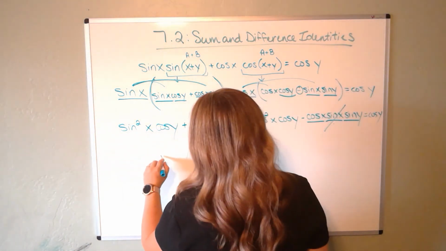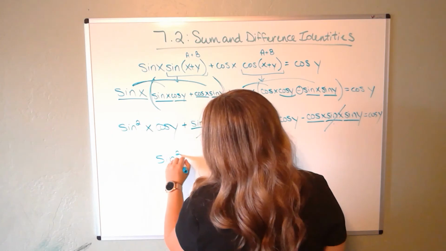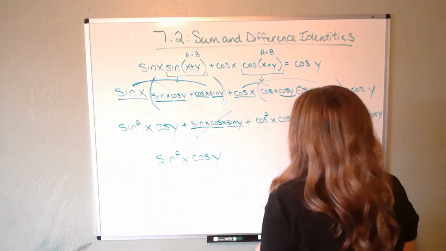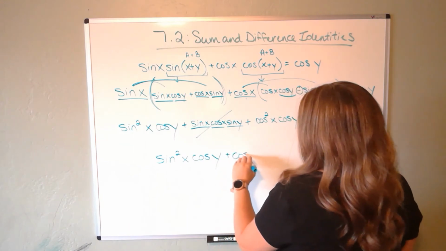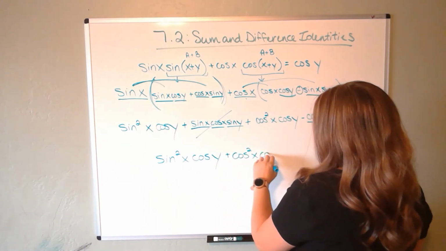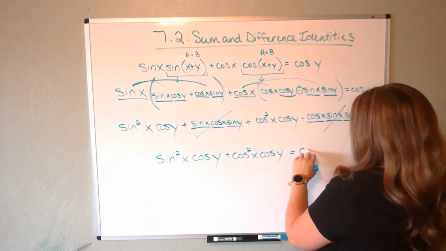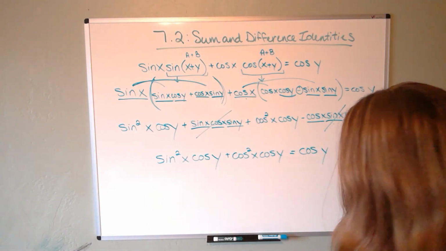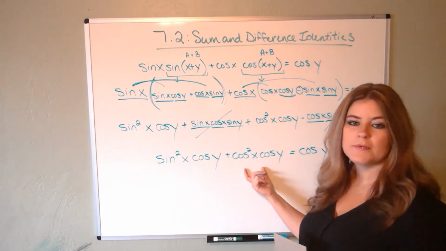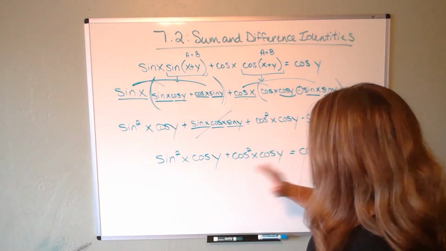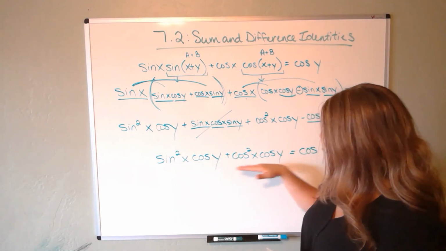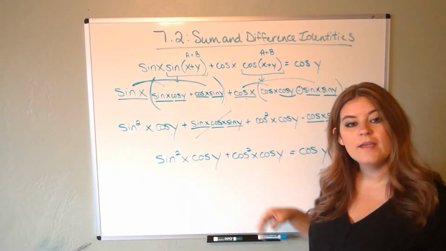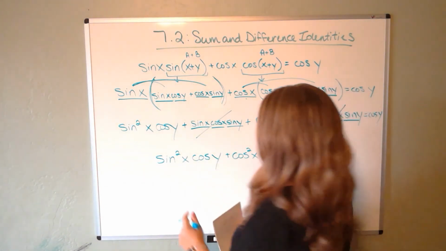Because once they cancel each other out, then I have sine squared x cosine y plus cosine squared x cosine y. Again, it's supposed to equal cosine y at some point. And guys, this is where it gets good. You guys, both of these have a common term, right? Both of them have a cosine y. Let's factor that out and see what happens.